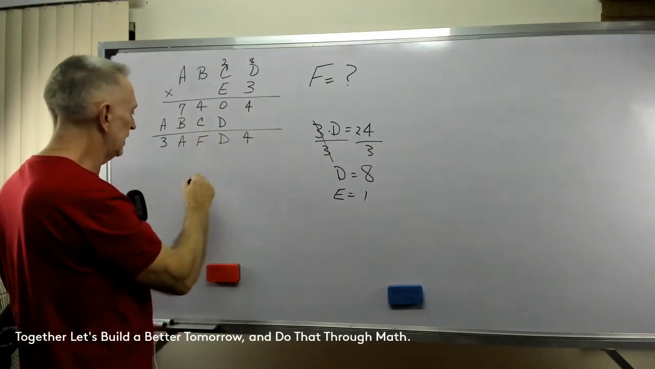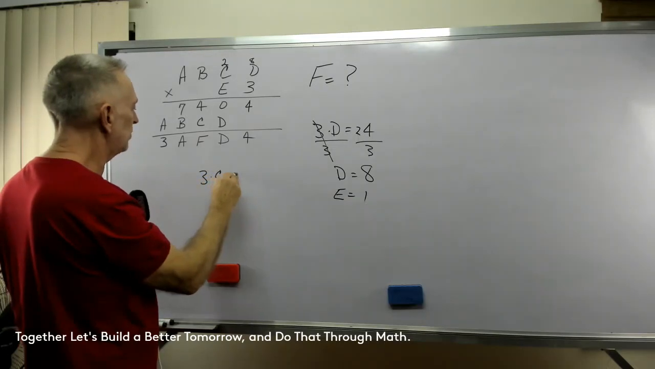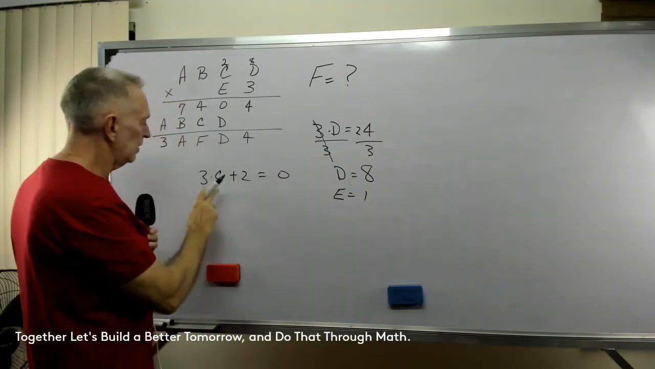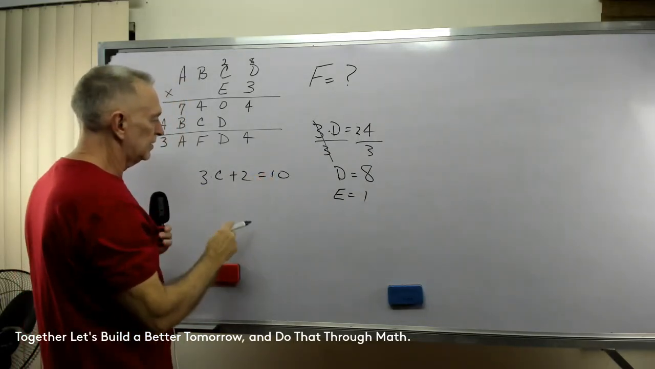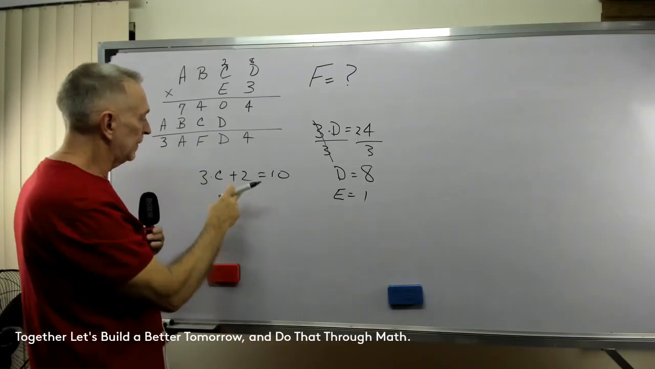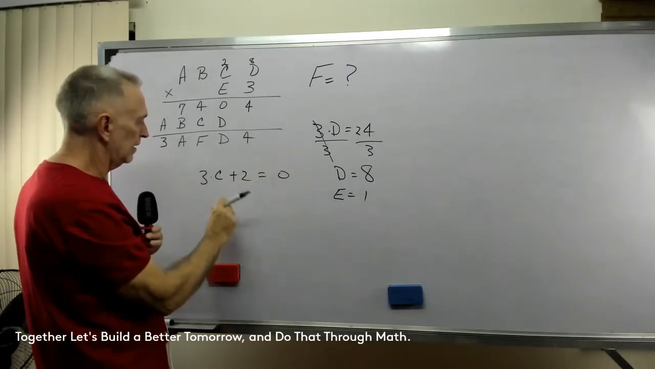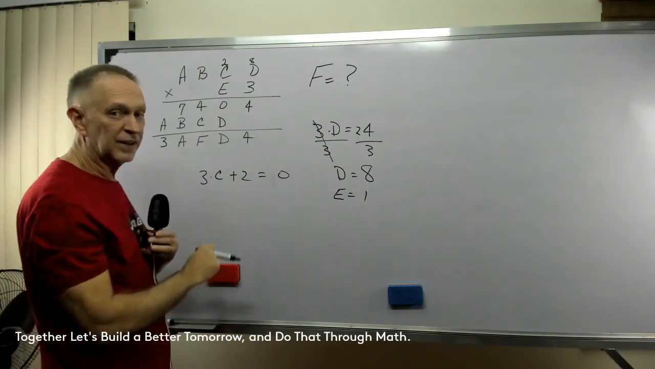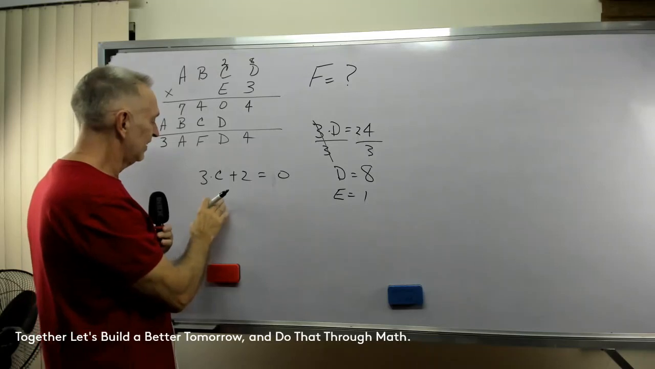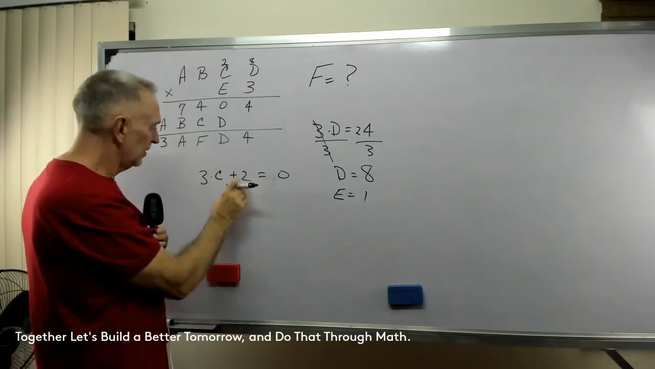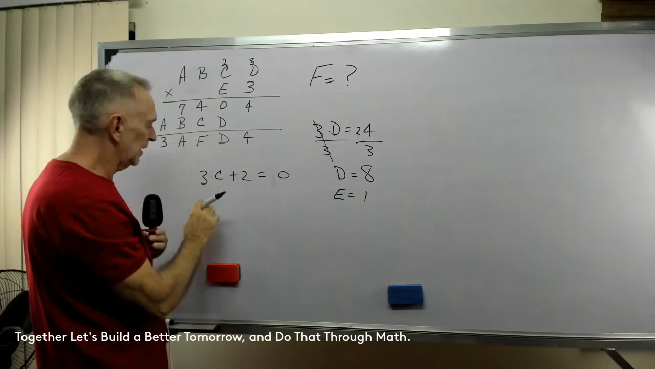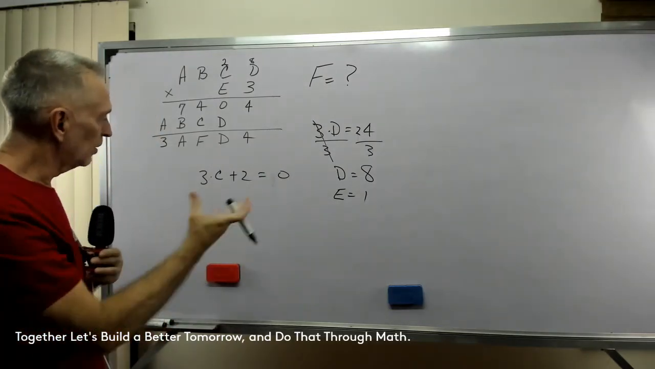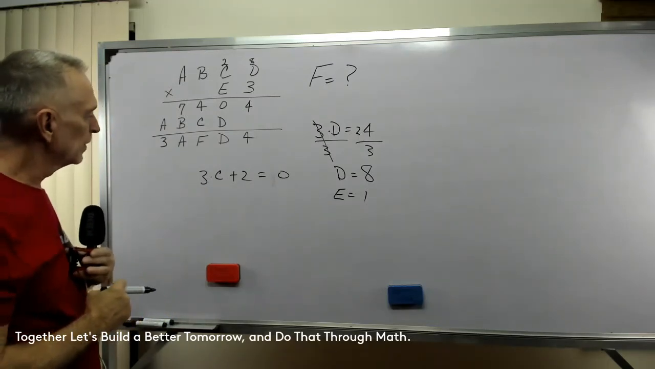Now that could be 10. So 3 times C plus 2, the carry, equals 0. Well, it'd have to be a 10, a 20, a 30, because otherwise this would have to be a negative number, obviously, that would end up being a negative 2 plus 2 equals 0. So that's not in our portfolio, if you will, of numbers. It's not in our domain of numbers.